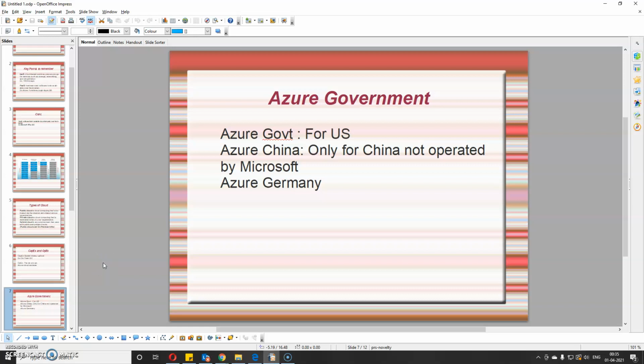In Azure Government we need to look out for Azure US, that is feasible for US federal agencies, and there's Azure China. The cloud is prepared by Microsoft, but this is not operated by Microsoft. This is one of the agencies operating Microsoft Azure China. And then Azure Germany. This cloud is specific for Azure Germany, but this can be used if Azure Germany permits from other parts of the world as well.